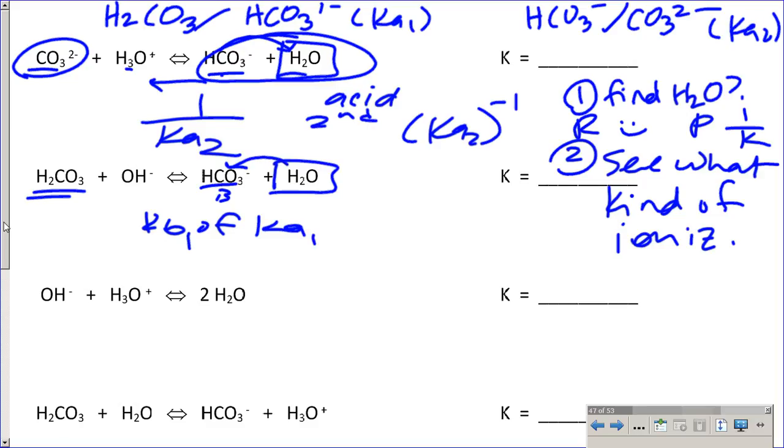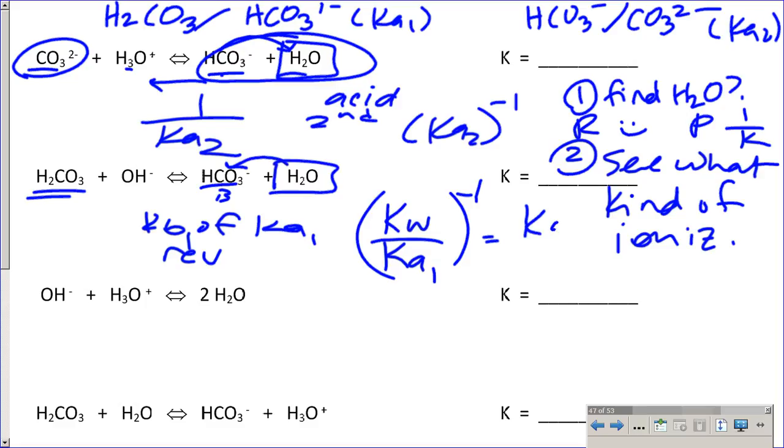And now notice that this is a reverse reaction because the water is a product. So how do I want to write my K? 1 over Kb1. But sometimes we're not sure what Kb you're talking about, so you could actually tell me Kw. How would you find Kb? You would find Kw over Ka1, right? And it's reversed, right? So then flip that around. That's the same thing as inverting it.